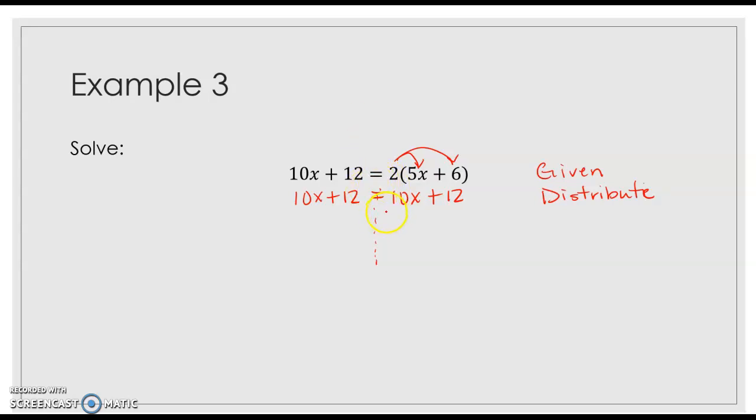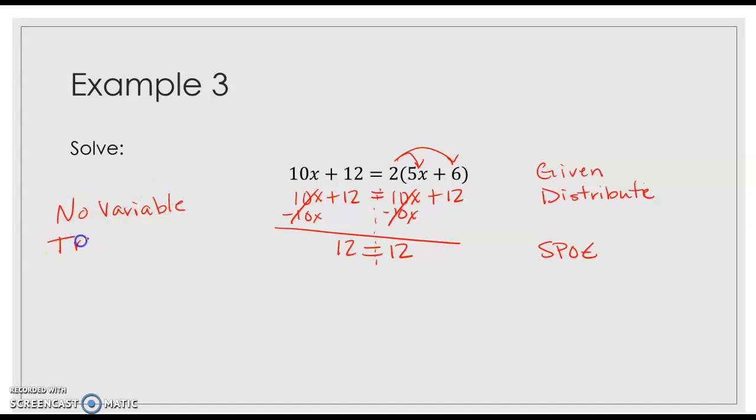And the reason I do that is for this very reason. All right, so 10 and 10, they're equal, right? So I'm just going to subtract 10x from both sides. And so I used an SPOE to get what I did there. And I am left with 12 equals 12. But if you notice, there's no variable. So here's the deal. No variable, but it's a true statement.